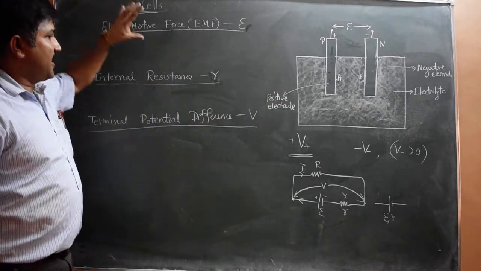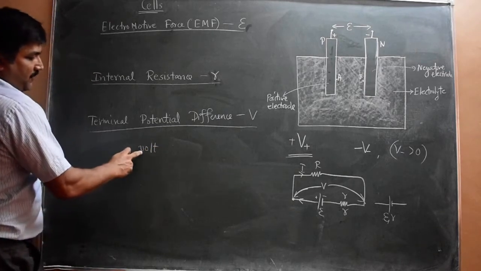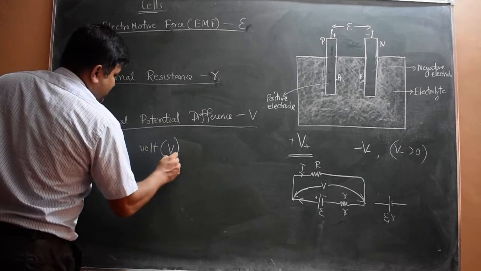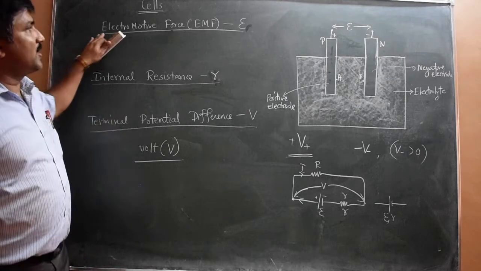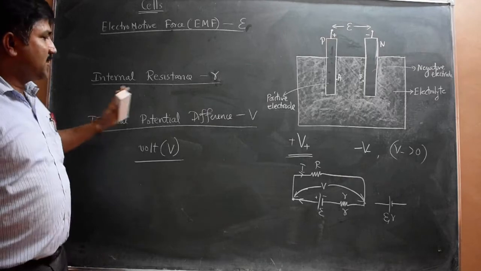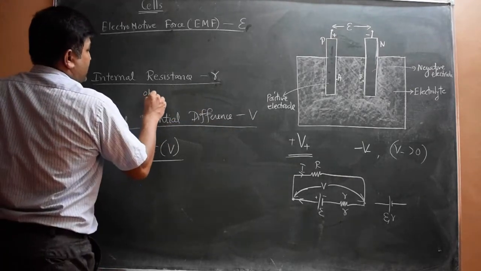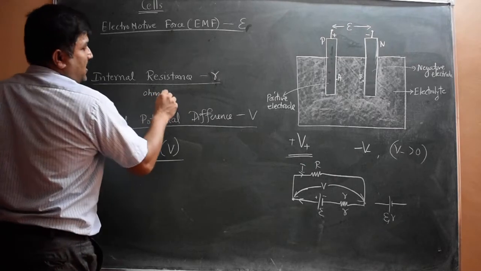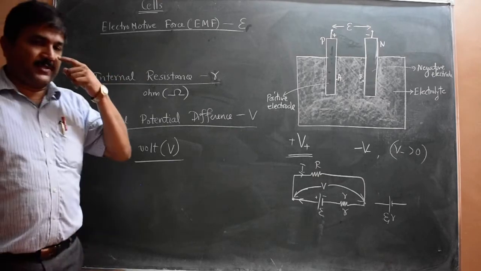So EMF and terminal potential difference are expressed in a unit called volt. Remember it is a small v, and the symbol is capital V. So volt is the SI unit of electromotive force or terminal potential difference. And internal resistance is expressed in units of ohm, where o is a small letter, and the symbol is omega. This is the symbol for internal resistance.